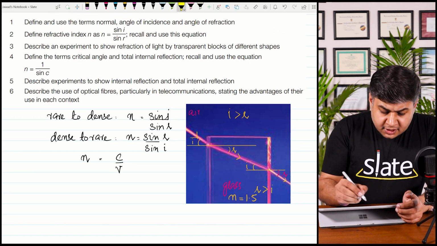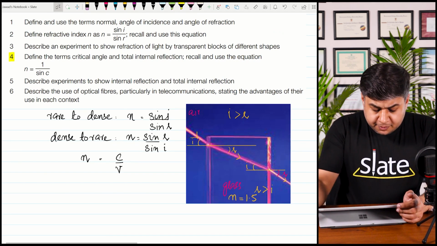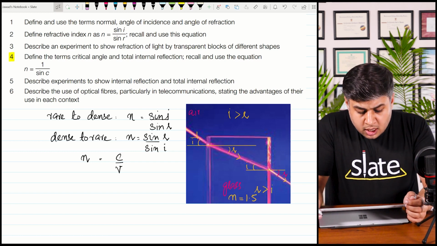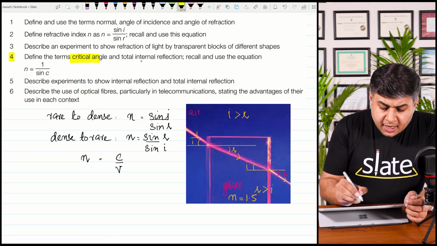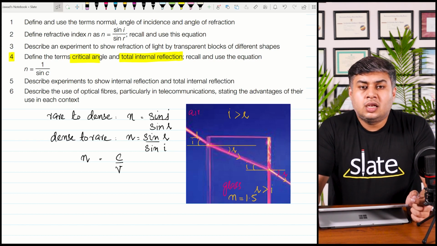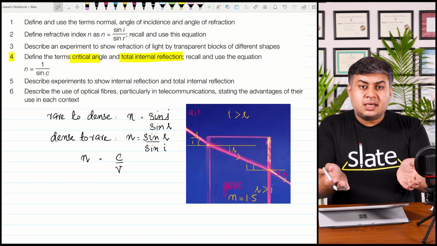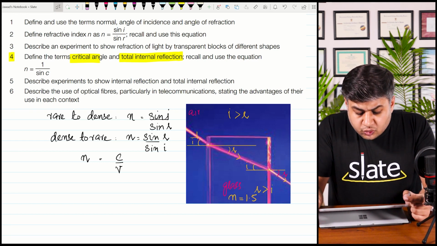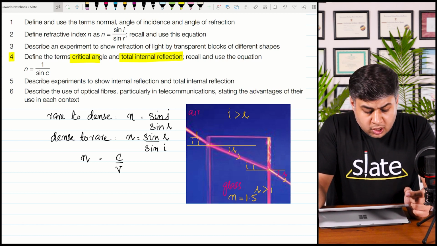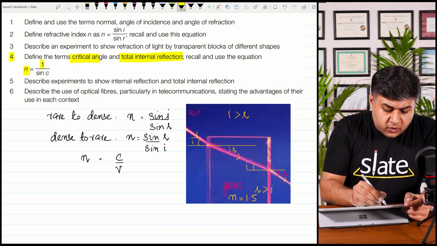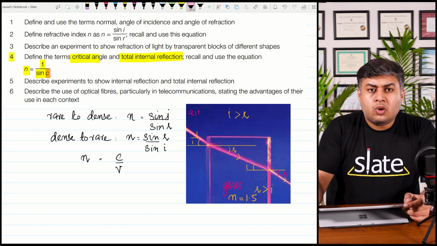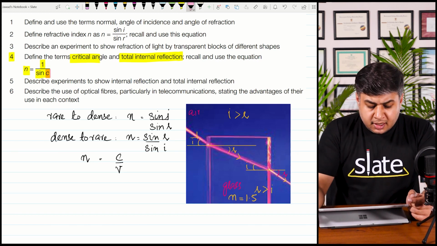So looking at this fourth point, define the terms. Now this is new. This is continuation of refraction and this is new. You have to define the term critical angle and total internal reflection this time, not refraction. Now, अब refraction के टॉपिक में reflection आ रहा है, ठीक है? So हम देखेंगे कि किस सिचुएशन में, किस कंडीशंस में total internal reflection होती है. Recall and use the equation refractive index is equal to 1 over sine C, where C is critical angle. Right? Now we have to see what is critical angle and what is total internal reflection.